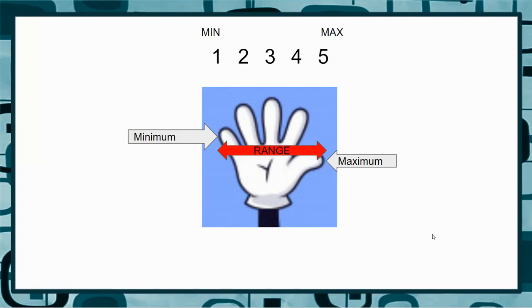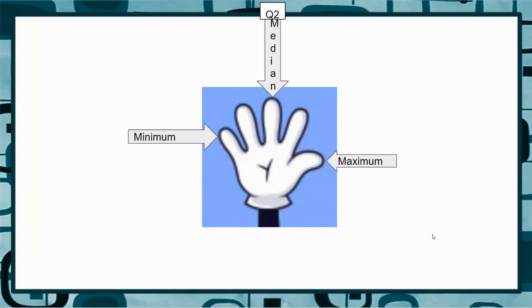We've gone ahead and identified the minimum and the maximum. The minimum of this data set is 1, and the maximum of this data set is 5. How far spread out is our minimum from our maximum? Well, the minimum is 4 away from the maximum, so the range is 4. Another way to find the range is the maximum minus the minimum. Let's take a look at some other values now.